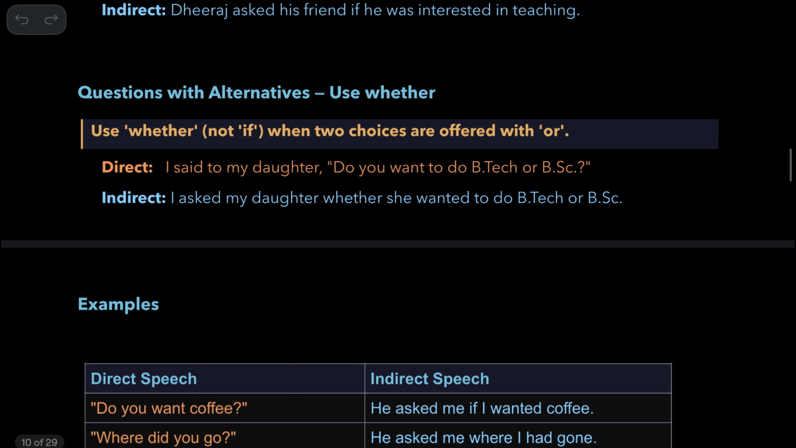Sometimes there can be a question with alternatives. In such cases, you need to use whether. For example, I said to my daughter, do you want to do BTech or BSc? So you have a choice in the question sentence. When there is a choice like this, you must always use the word whether as a conjunction. I asked my daughter whether she wanted to do BTech or BSc.